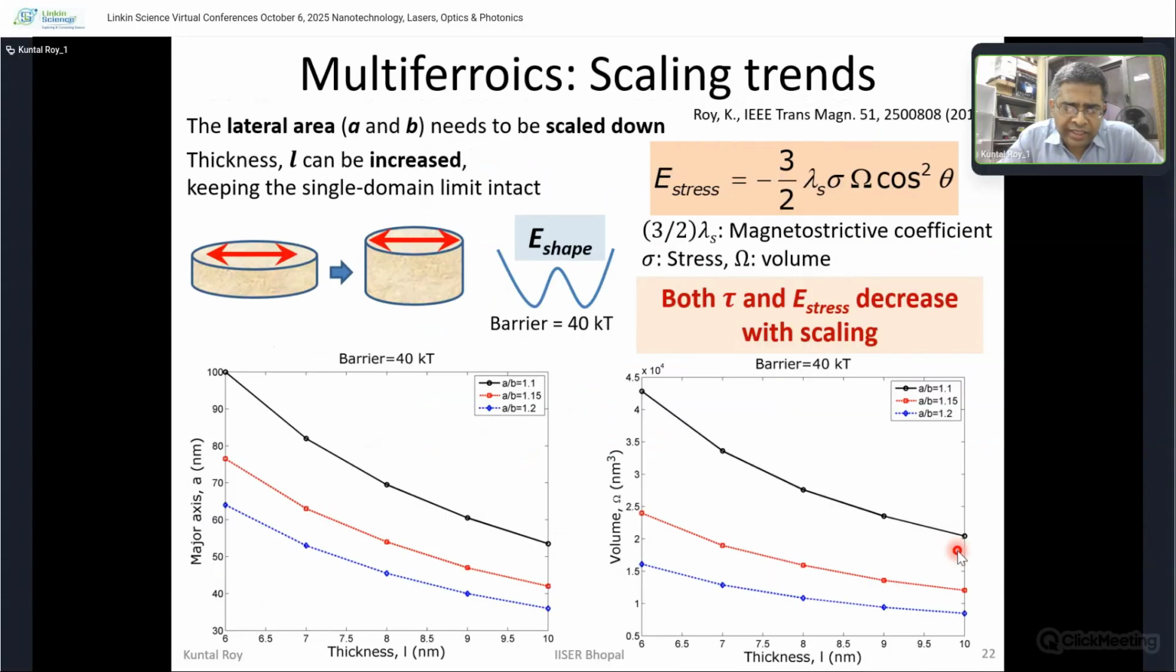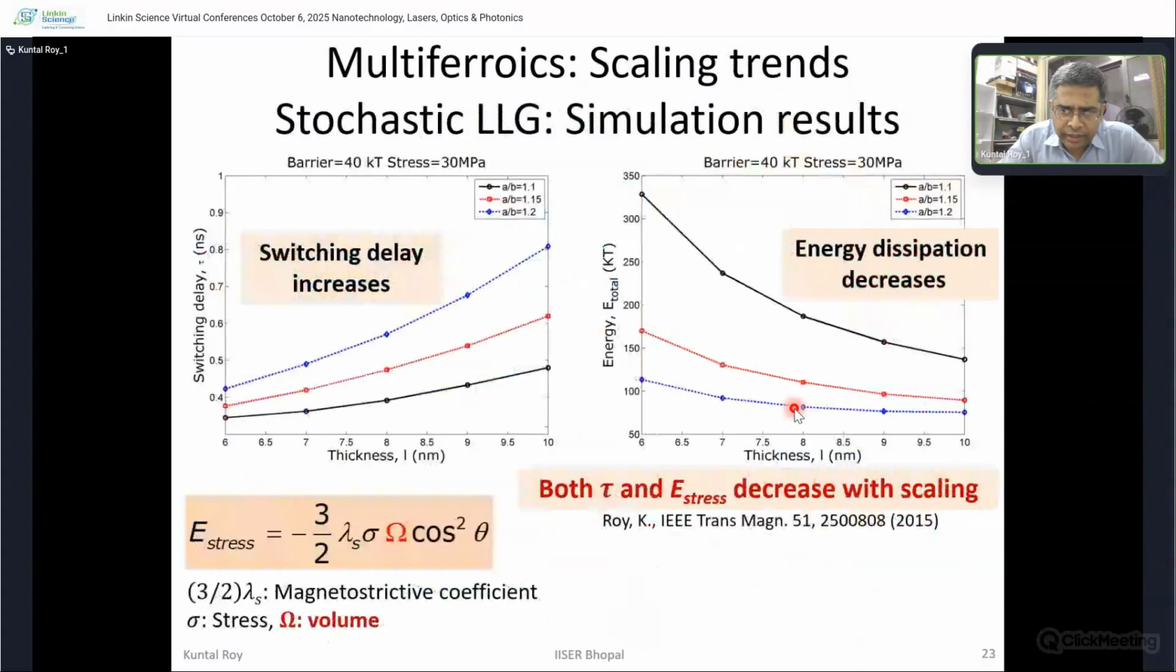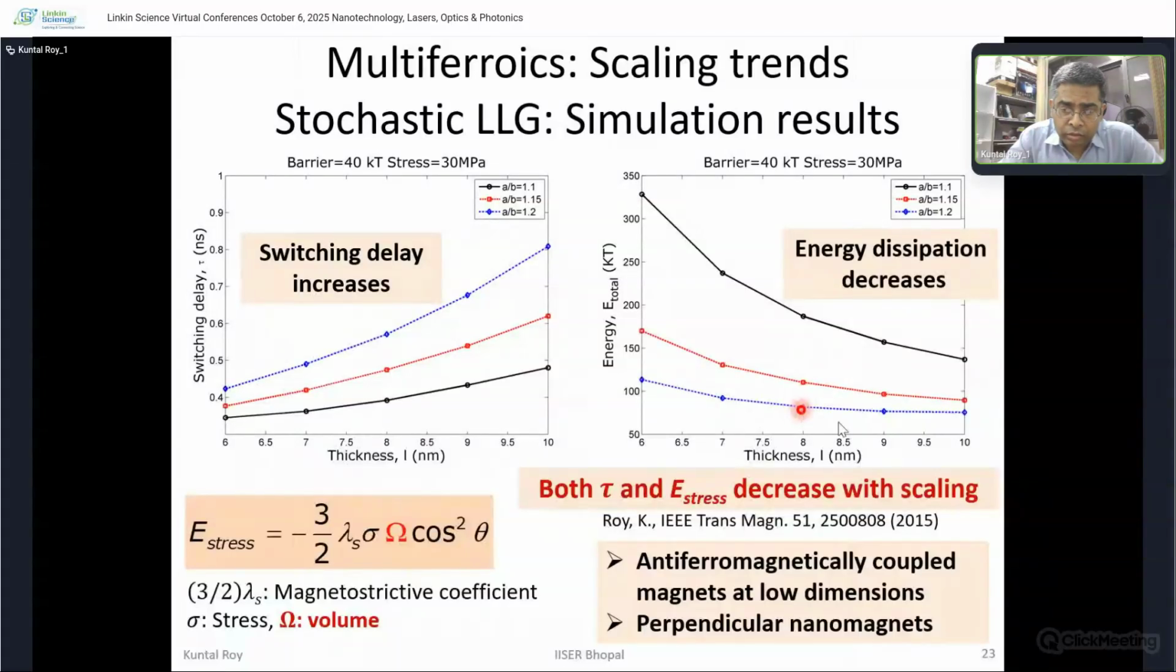Now, scaling trends is one of the issues, that is, how small we can make these devices. Since the stress anisotropy is dependent on the volume of the magnet, that is the omega, we do need to have some volume, right? The way we can increase the volume is to reduce the cross sectional area and increase the thickness. That is how we can do it. There have been some simulation results on that, but still there is a need for how we can do more.